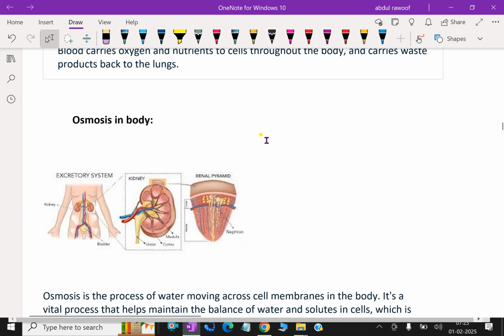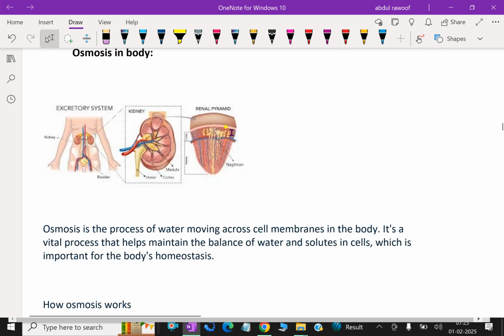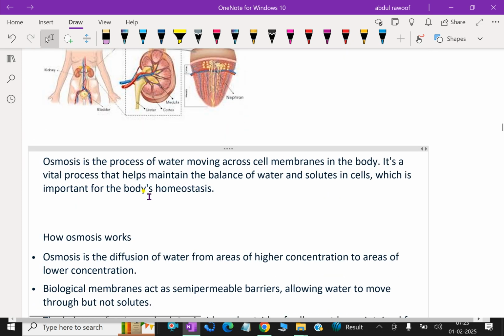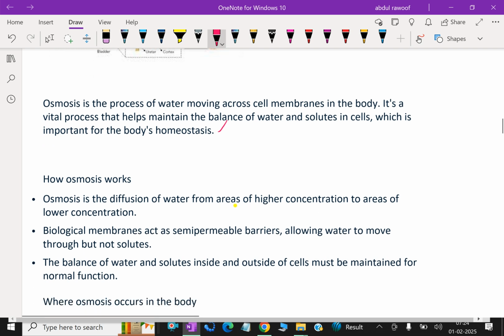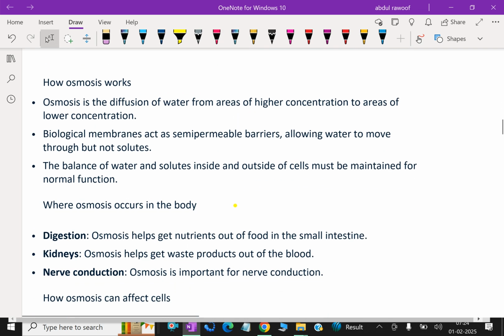Osmosis in the body. What is osmosis? Osmosis is the process of water moving across cell membranes in the body. It is a vital process that helps maintain the balance of water and solids in cells, which is important for the body's homeostasis. How osmosis works: osmosis is the diffusion of water from areas of higher concentration to areas of lower concentration.